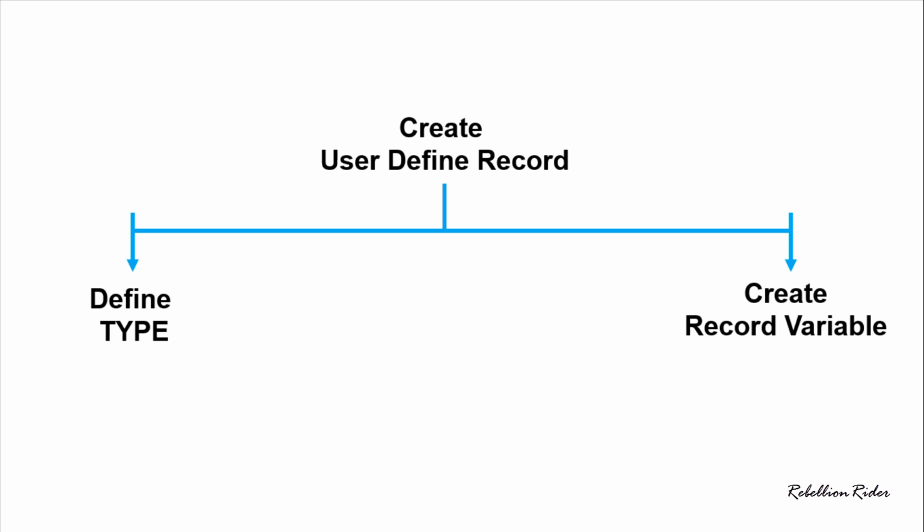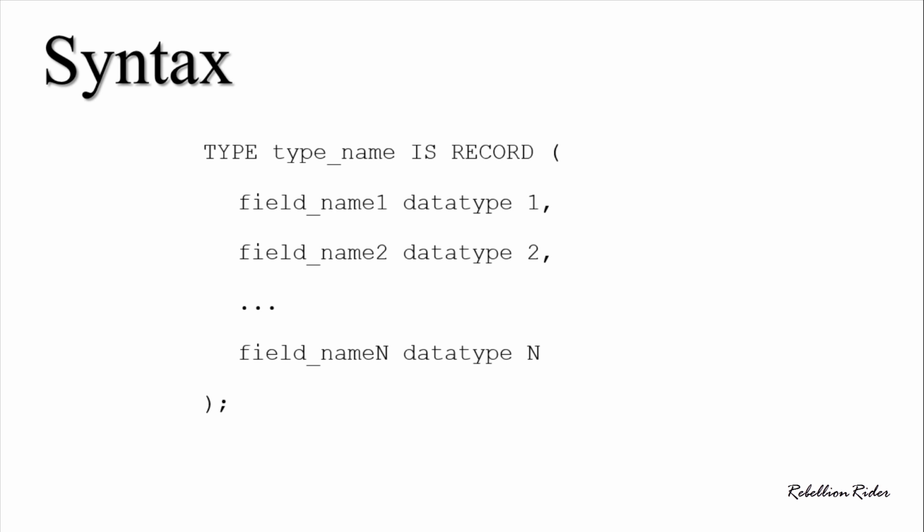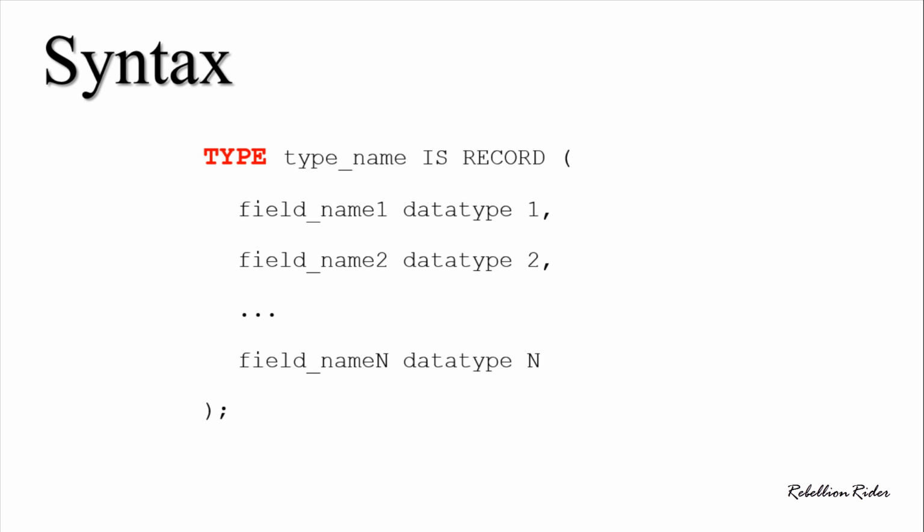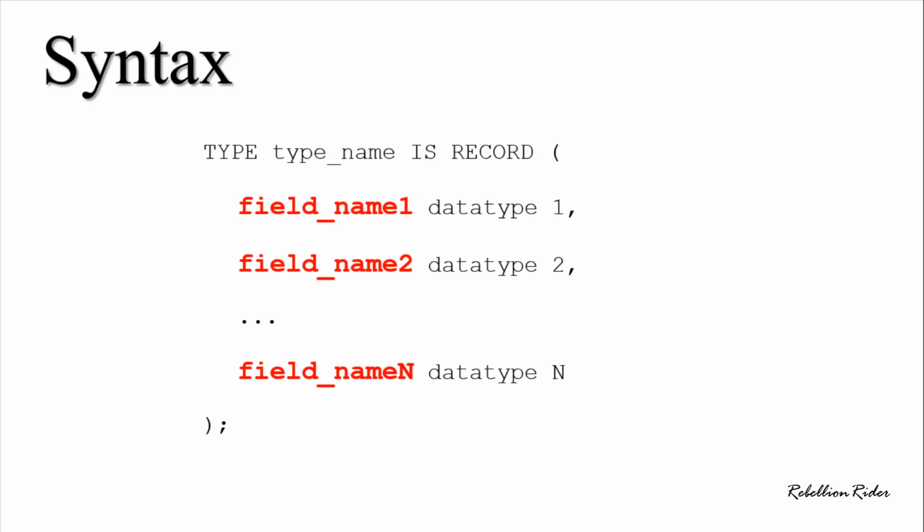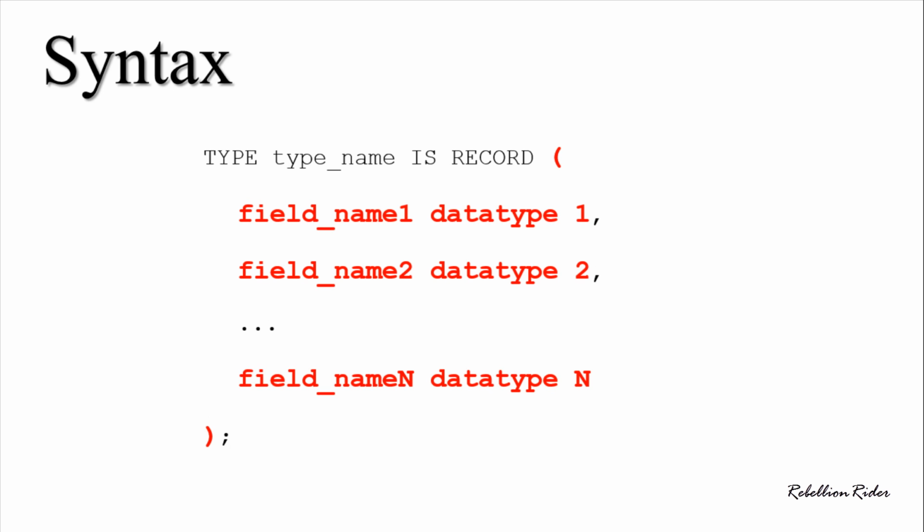Let's quickly take a look at the syntax for creating the user-defined record variable in Oracle database. That is the syntax for creating the type for the record variable, which starts with the keyword type followed by the type name, which is completely user-defined. Next to that, we have a reserved phrase is record. Followed by that, we have field names along with their data types enclosed into the parenthesis. Every field except the last one is separated from each other using comma.